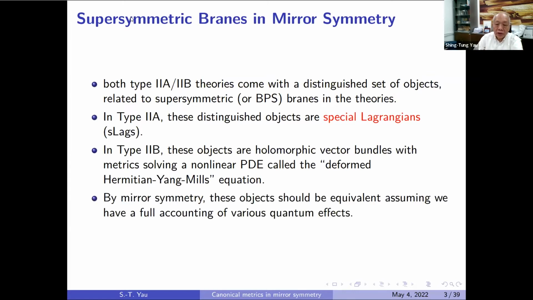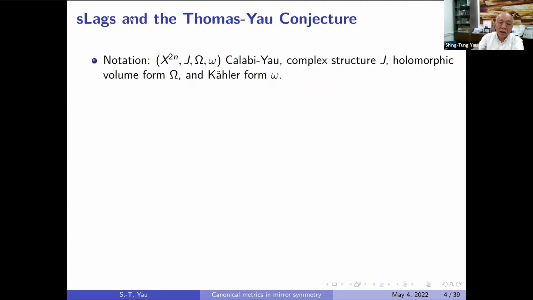But the motivation comes from mirror symmetry, so that's why I want to say something about it. We want to say these two objects are isomorphic in some sense, and in what sense we need to explain more carefully now. So that was the motivation. Now we come to the subject clearly.